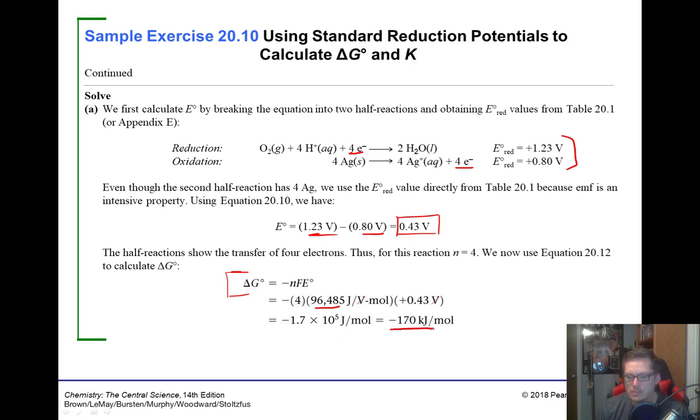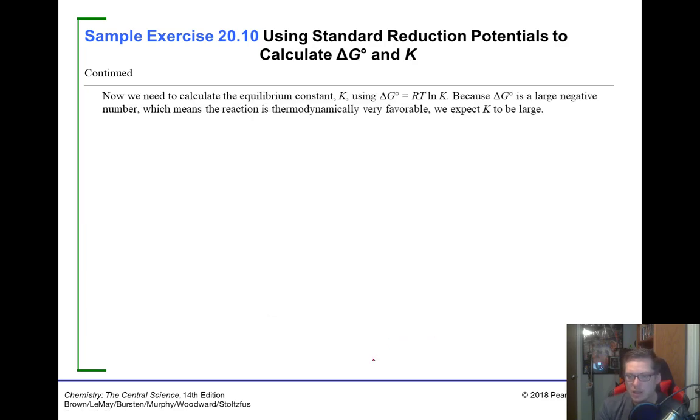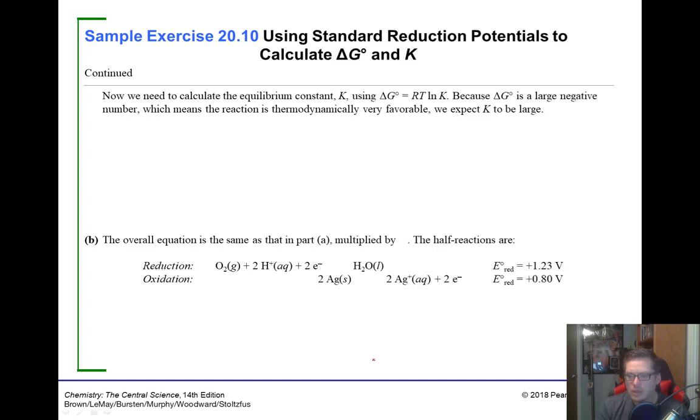Gibbs free energy is always in kilojoules. Watch out for that because it's usually a fairly big number. So negative 170 kilojoules per mole, and since we had a positive cell potential, we should have a negative delta G, so that's all good. Now we can just take that, plug it into our RT natural log of K to find our K value.